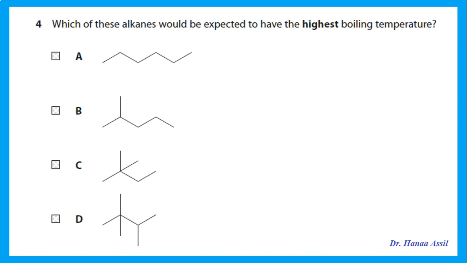Which of these alkanes would be expected to have the highest boiling temperature? Now, how do we determine which one has the highest boiling temperature? First of all, we count the number of carbons. The one that has more carbons has a higher boiling point. Now, if they have the same number of carbons, then the one that has less branching, or is a straight chain, would have the highest boiling temperature. So if you look at the choices that we have here, you'll find that D has the larger number of carbon atoms, and that is the first basis for choosing the highest boiling temperature.